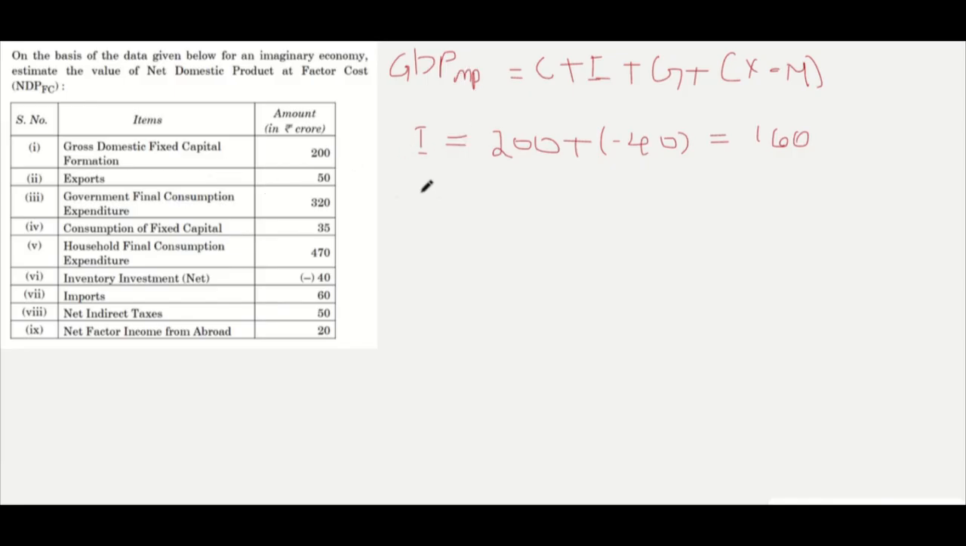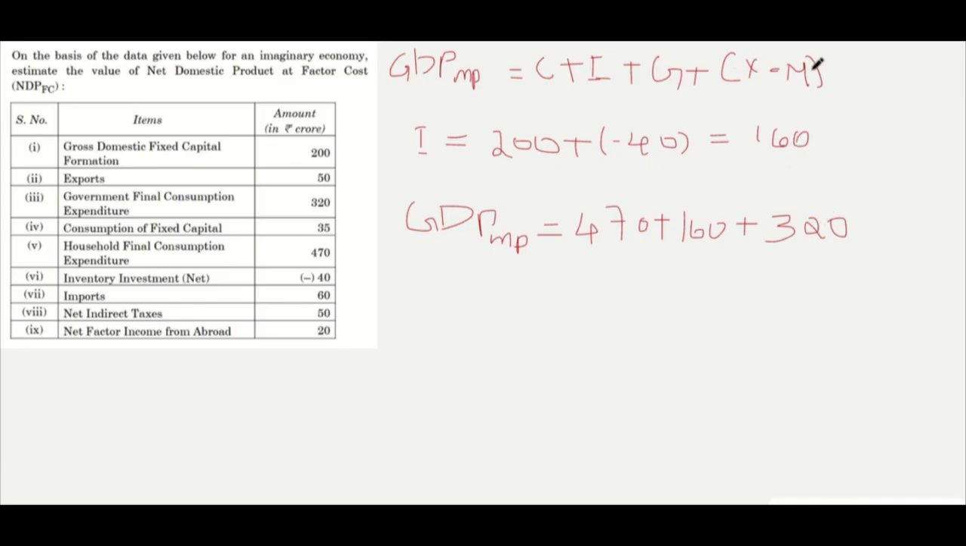GDP is equal to. What is consumption here? That is already given, right? Household final consumption expenditure, that will be 470. 470 plus, and what is investment? 160. Plus, what is government spending here? Government final consumption expenditure, 320.